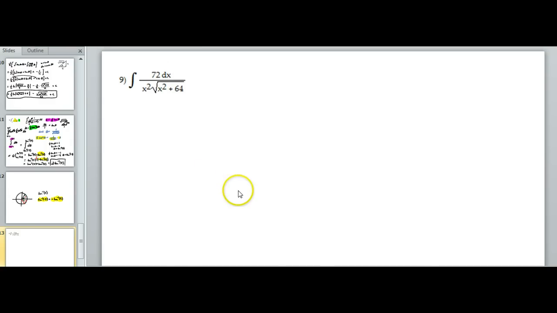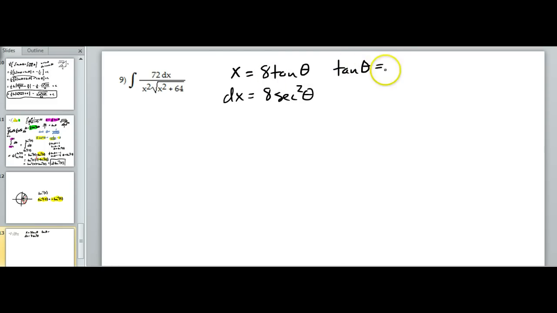Alright, and then the last one. One more tangent because it's a sum. So we'll let x equal square root of 64, which is 8 tangent theta. Alright, so dx equals 8 secant squared theta. Tangent theta is equal to, divide both sides by 8, x over 8. Alright, tangent is opposite over adjacent, so that leaves this to be the square root of x squared plus 64.